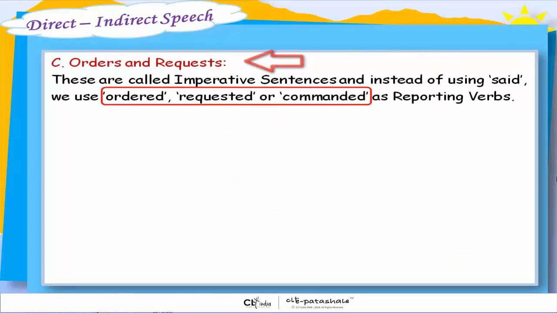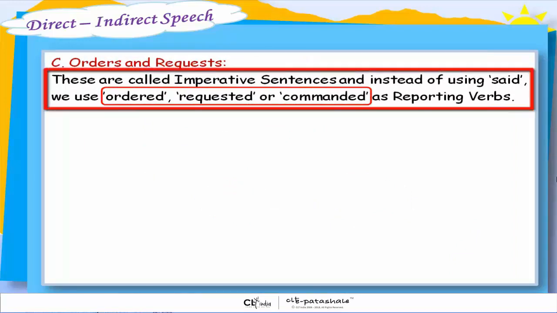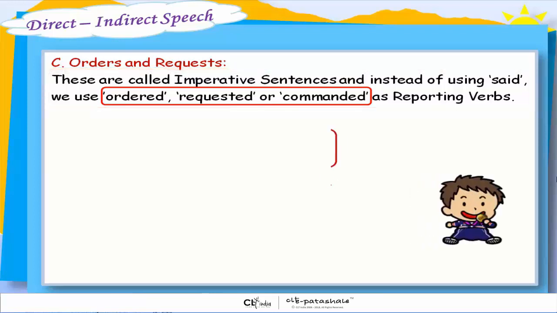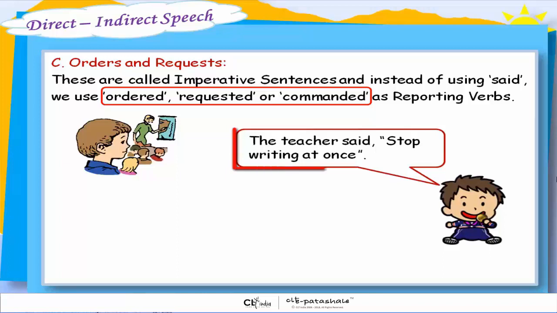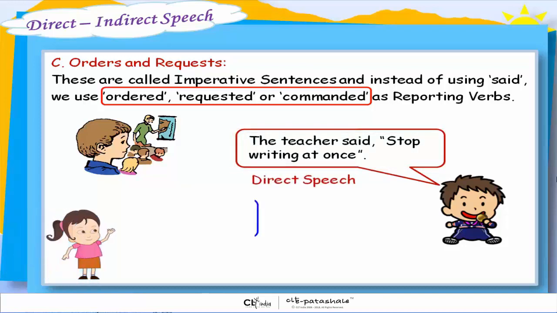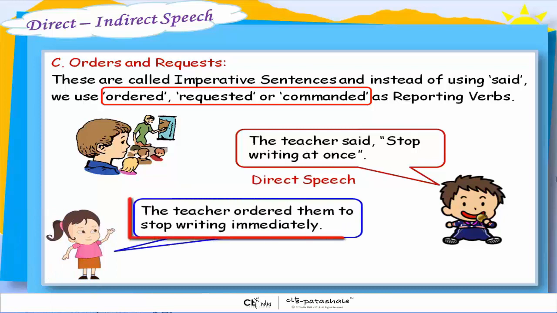Orders and requests. These are called imperative sentences, and instead of using said, we use ordered, requested, or commanded as reporting verbs. For example, the teacher said, stop writing at once. This is a direct speech. The teacher ordered them to stop writing immediately. The same sentence in the reported speech form.